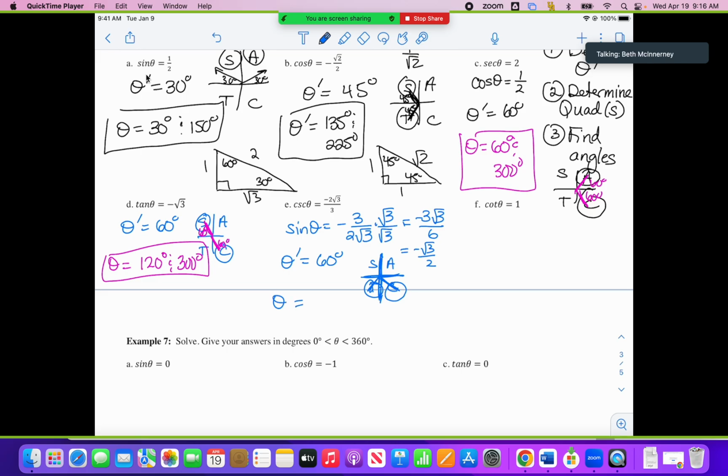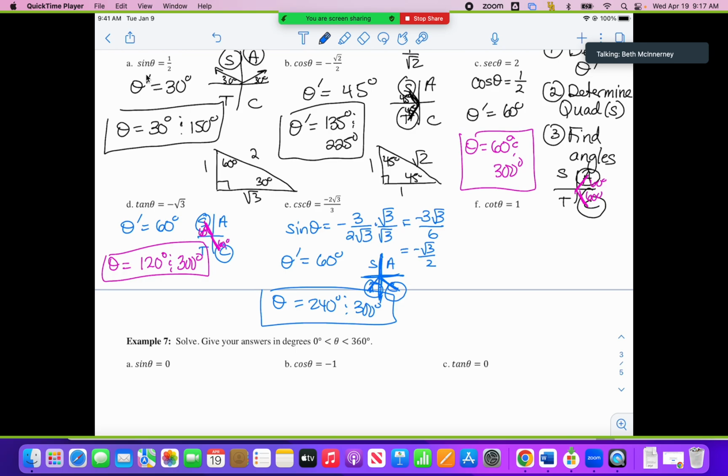And you know what's going to happen when you do enough of these? You start to remember. Sine 30 is 1/2. Sine 60 is radical 3 over 2. Cosine 30 is radical 3 over 2. Cosine 60 is 1/2. Like tangent 45 is 1. Like you just know them because we do them so often. All right, so I'm getting 240 and 300.